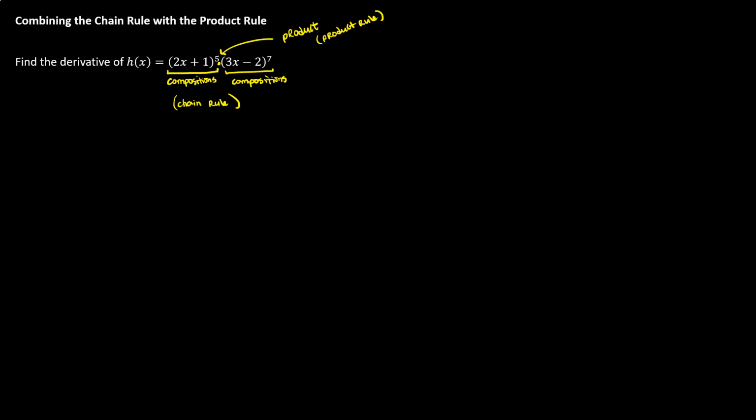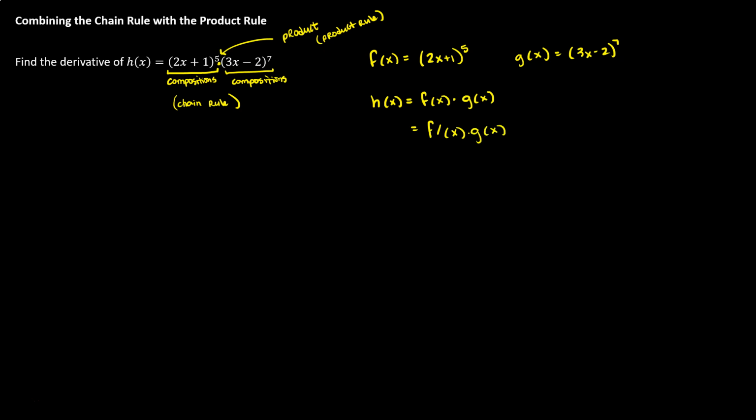So let's start by looking at each of these compositions as maybe a function called f. So let's let f of x be 2x plus 1 raised to the 5th power. We'll let g of x be 3x minus 2 to the 7th power. That means h of x is just a product of f times g. And that's going to help us see that we need the product rule, which would be f prime times g plus f times g prime.